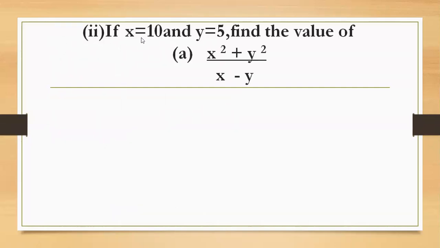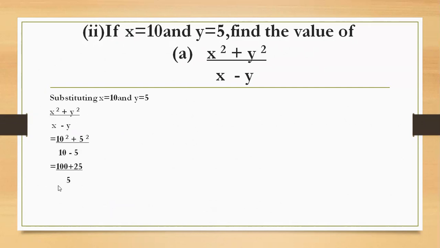Now similarly here also in this second number, x value 10, y value 5 we have to put. Then its solution will be like this. x value is 10, that means 10 square, and y value is 5, 5 square. Then down 10 minus 5. 10 square means 100, and 10 minus 5 is 5. 125 divided by 5, you will get 25 answer.